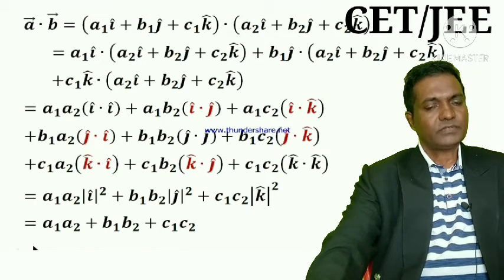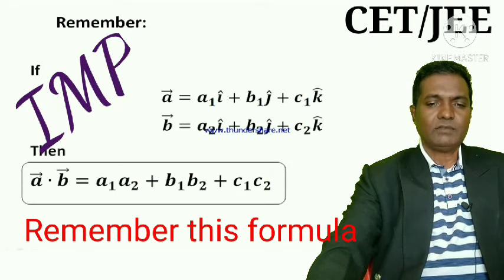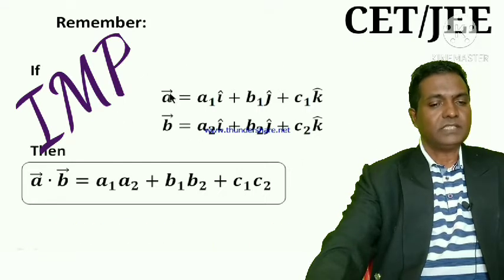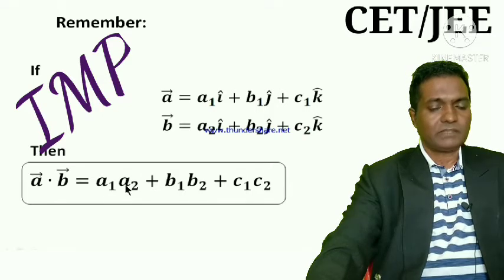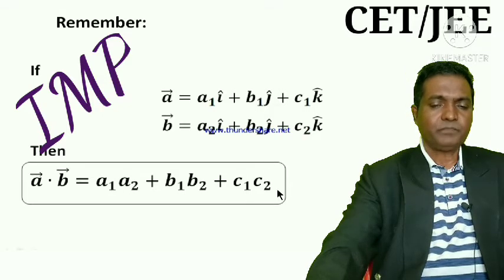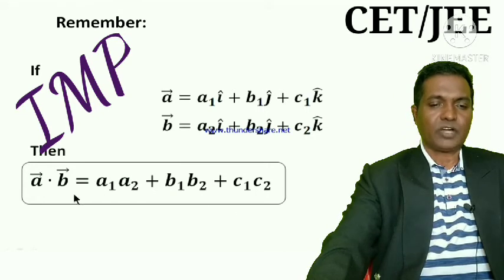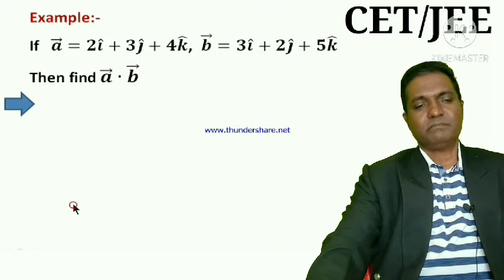Okay. Now see here, this you have to remember. Even if you don't know the proof, it doesn't matter, but you have to remember this. Whenever A and B are given in the component form, in the ijk form, their dot product is defined in this way: A1 A2 plus B1 B2 plus C1 C2. That means the sum of the products of the coefficients of ijk. So in this way you can define the dot product. So we will see a problem on this, so you will understand better.